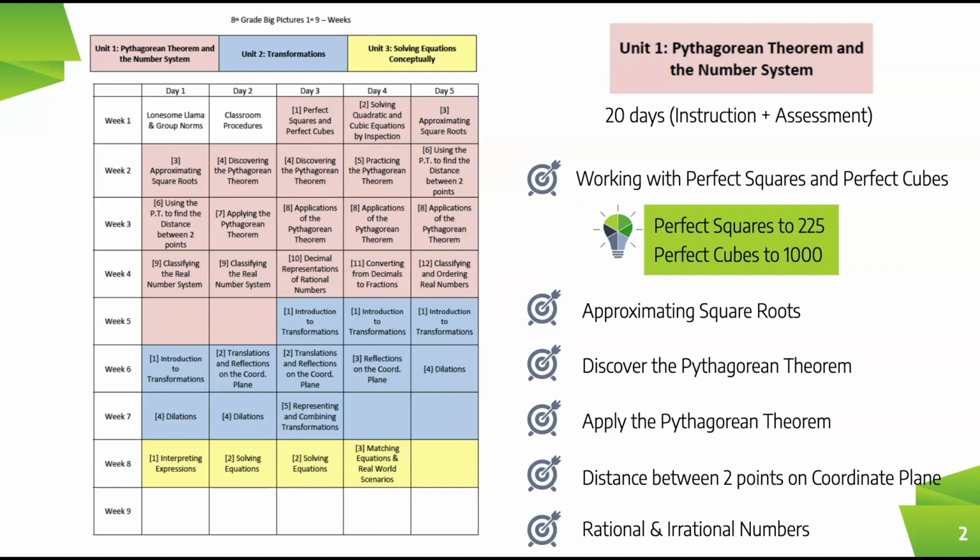So the reason that the real number system and the Pythagorean theorem is linked is when students are solving Pythagorean theorem problems, they encounter these non-perfect squares, and they learn there that it creates a need for identifying what classification this number is.